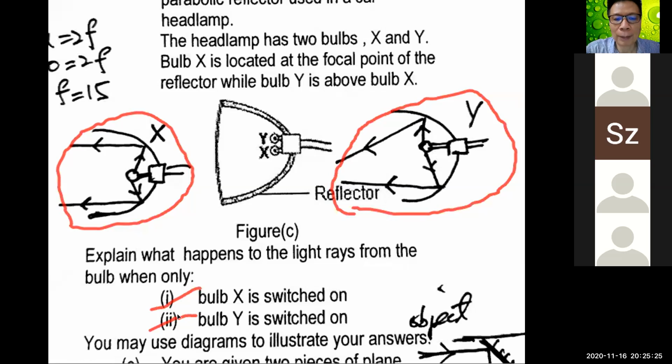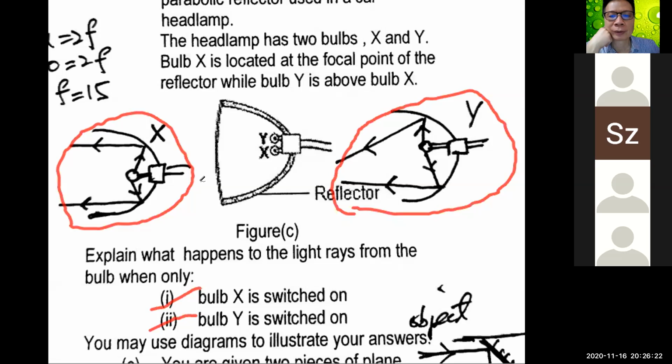Everyone follow. For part two, when bulb Y is switched on, the light reflected on the road surface, not horizontally, is reflected on the road surface by the reflector. Light reflected on the road surface by the reflector.